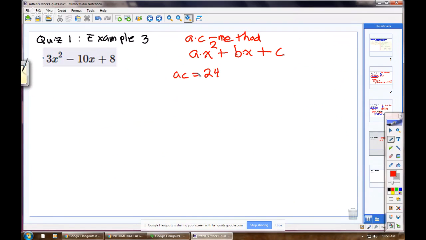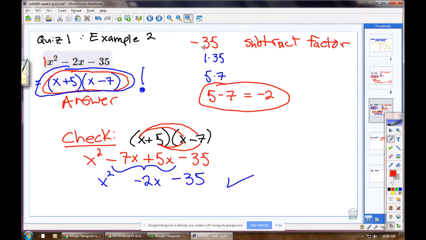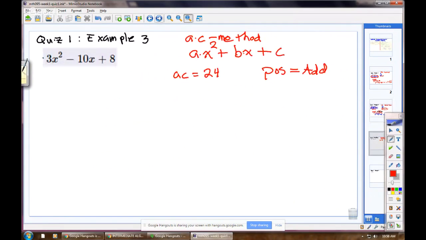That's 24. Now, since the 24 is a positive number, that means I add the factors to get the middle term. In the previous problem, my AC was a negative number, and so that means I subtract those factors to get the middle term. So it's very important to consider those signs. It helps minimize the guesswork.